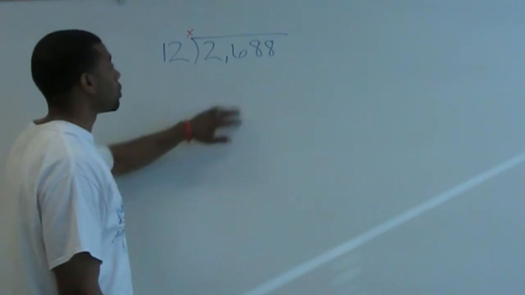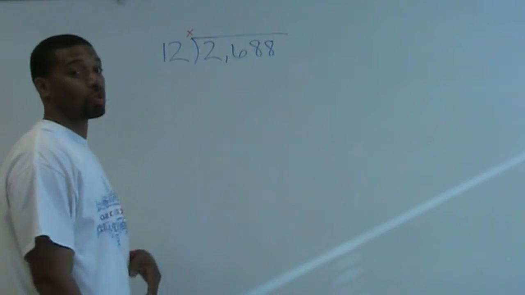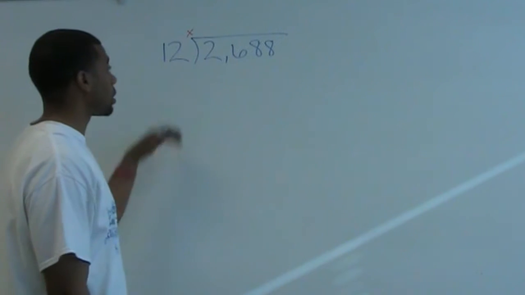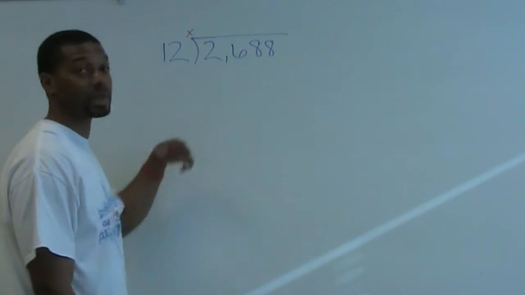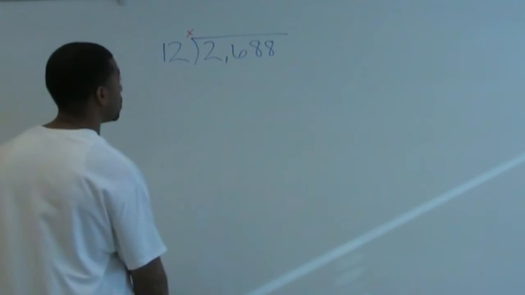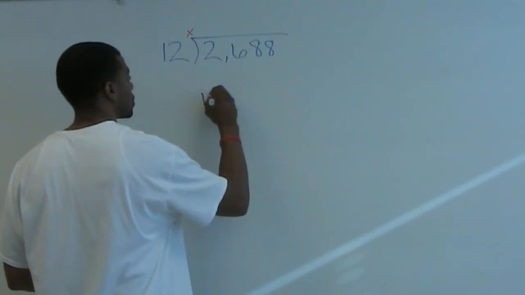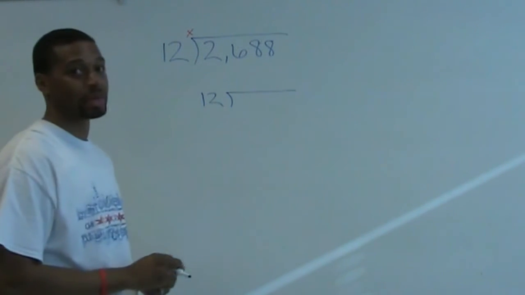Now we're going to move to a 4-digit dividend divided by a 2-digit divisor. We're going to use the same steps that we use with our single-digit divisor, which is simply break our dividend down digit by digit. First thing I'm going to do is rewrite my divisor, which is 12. And I'm going to go digit by digit.